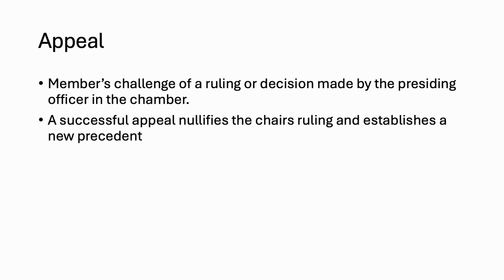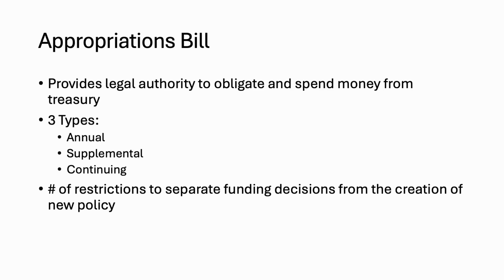Appeal. Members' challenge of a ruling or decision made by the presiding officer in the chamber. A successful appeal nullifies the chair's ruling and establishes a new precedent. Appropriations bill. Provides legal authority to obtain and spend money from the Treasury. 3 types: annual, supplemental, and continuing. Number of restrictions to separate funding decisions from the creation of new policy.